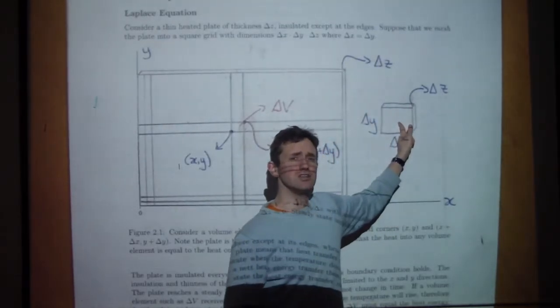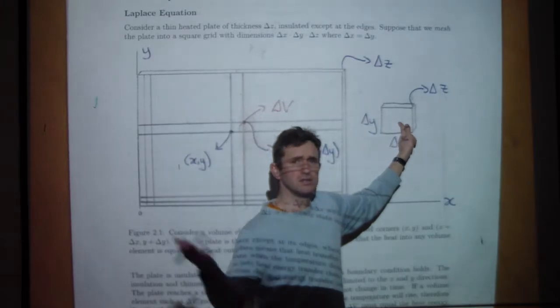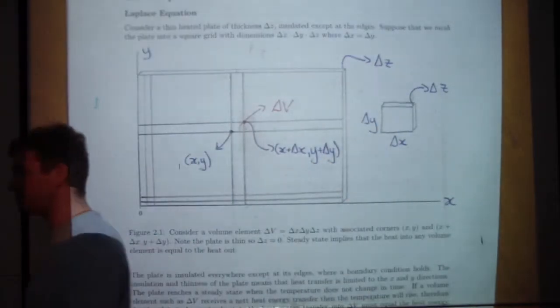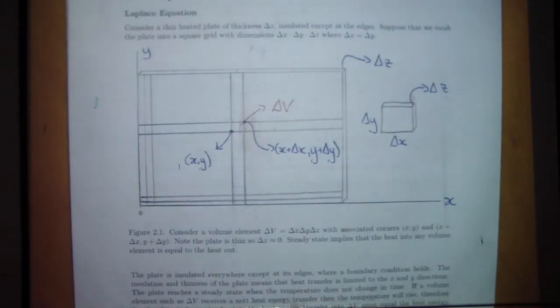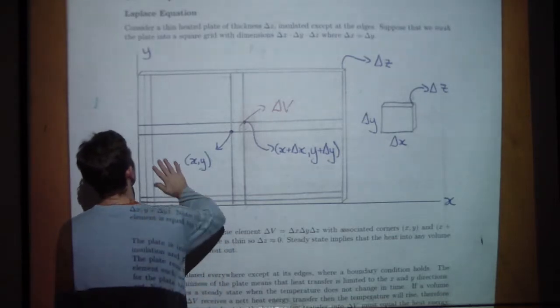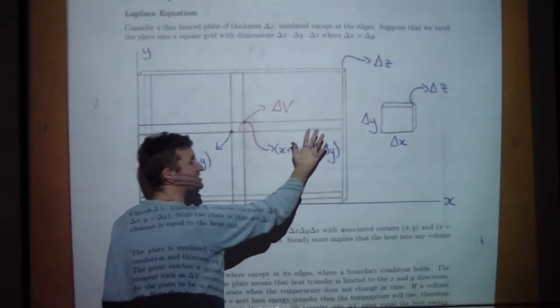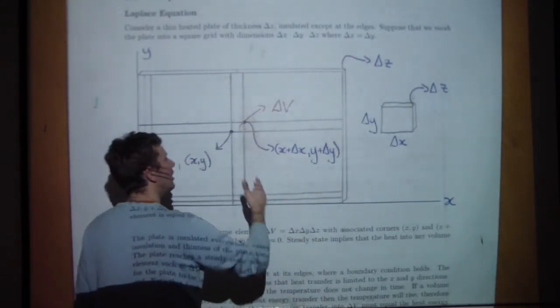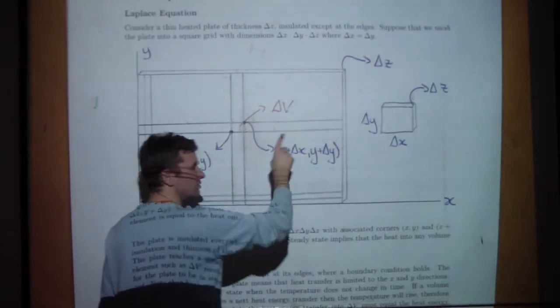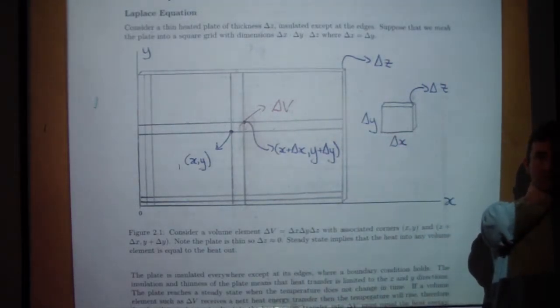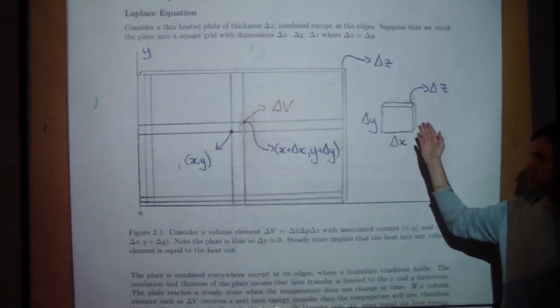The total heat energy in here is not going to change. And if the heat energy in this volume element does not change, the temperature doesn't change. And so eventually, after a while, this all settles down and goes into a steady state where the temperature in each volume element becomes constant. So eventually the temperature settles down.